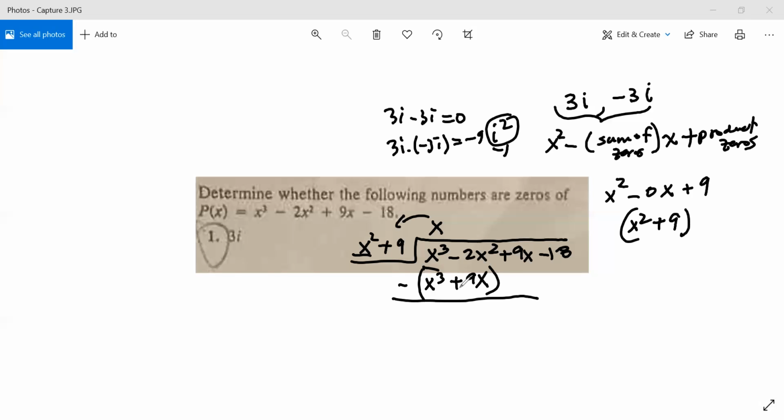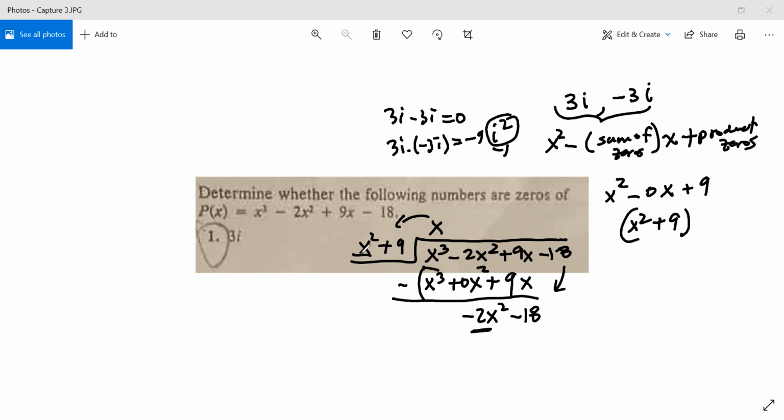I mean, you can add it too. So let me just do it that way, so then we have everything in order. So 0x squared plus 9x. Then you cancel the x cubed, and then 9x will cancel, so you'll just get negative 2x squared, and then you'll bring this down.